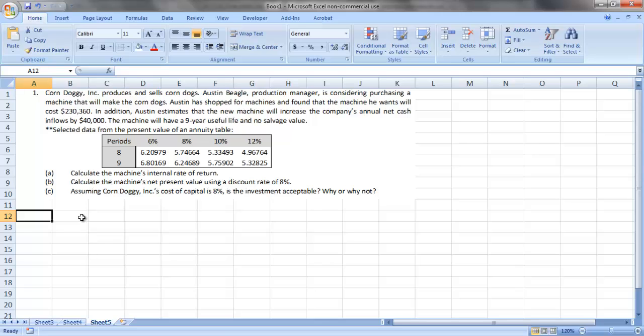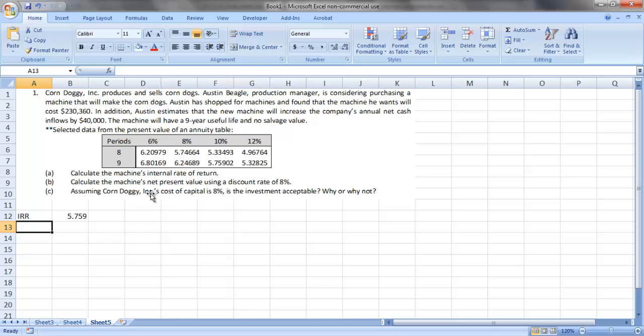So if we begin with the internal rate of return, how we calculate internal rate of return is to take the investment of the project, in this case the $230,360 cost of the corn dog machine, divided by the annual cash inflows that we expect from that project, in this case $40,000. That gives us an IRR factor of 5.759.